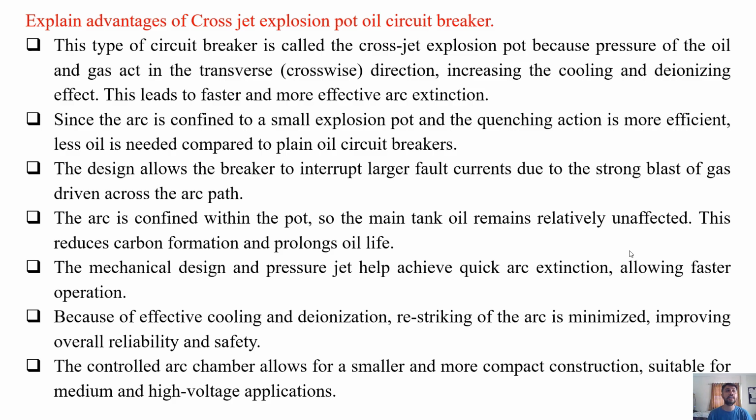So this type of circuit breaker is called cross-jet explosion pot because the pressure of the oil and gas acts in the transverse direction, that is, the arc path is like this, and the oil and gas pressure acts in this direction, that is transverse, crosswise direction, increasing the cooling and deionizing effect. This leads to faster and more effective arc extinction.